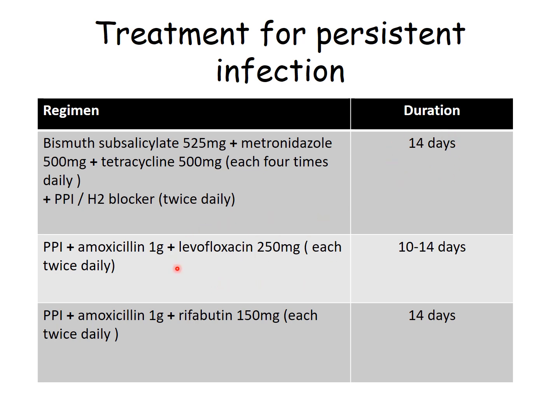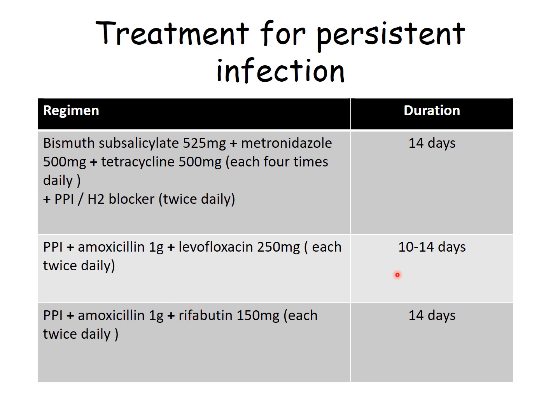Next group, where metronidazole or tetracycline are ineffective, there we use proton pump inhibitor plus amoxicillin 1 gram plus levofloxacin 250 mg. And this regimen is recommended by the WHO for treating H. pylori infection in African countries and all, where there are severe cases of H. pylori infection. These are the last 2.